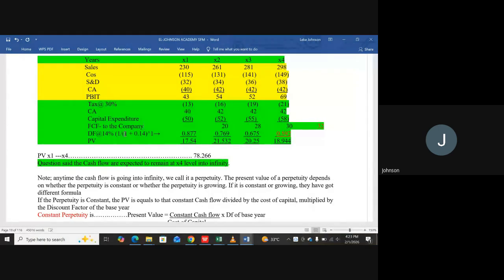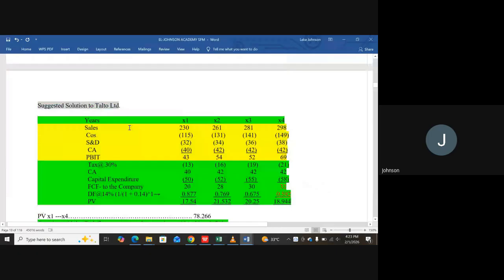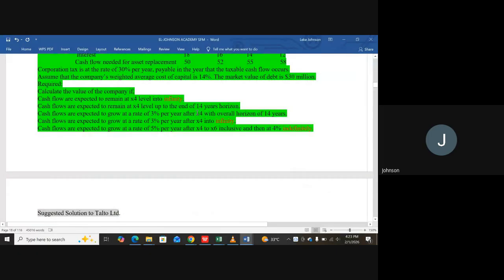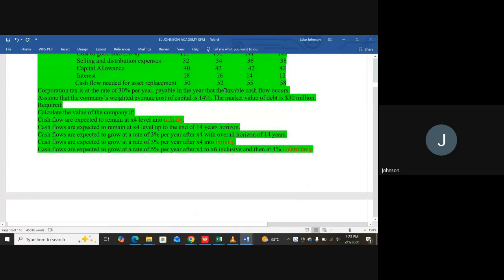Okay, so that means that the free cash flow we have belongs to both the equity holders and the debt holders. Because it belongs to both, that is why we are discounting it with the weighted average cost of capital, which is 14%. So that's why we are using the weighted average cost of capital that they gave us in the question to discount it to present value.